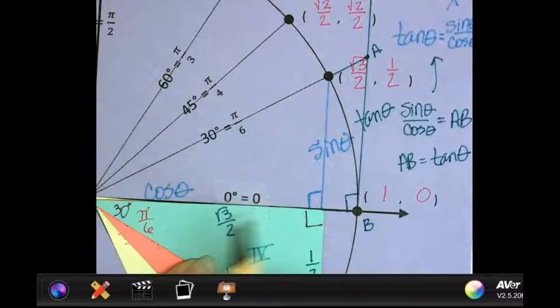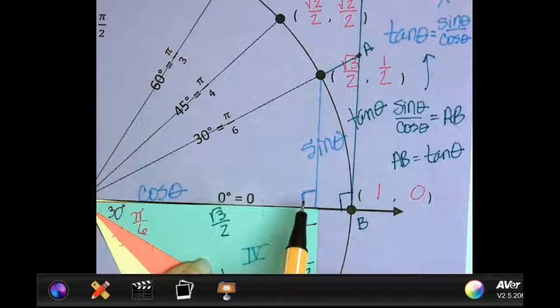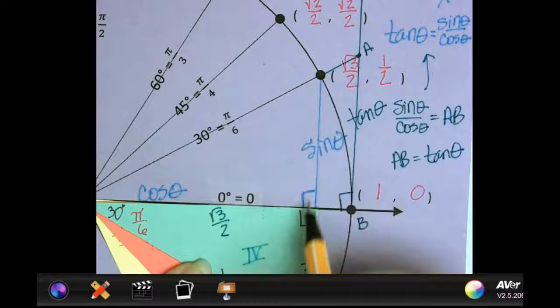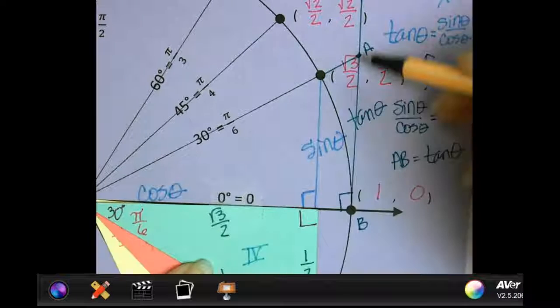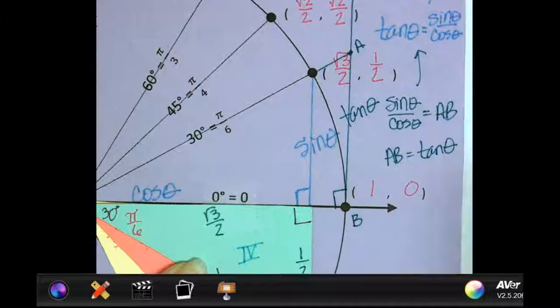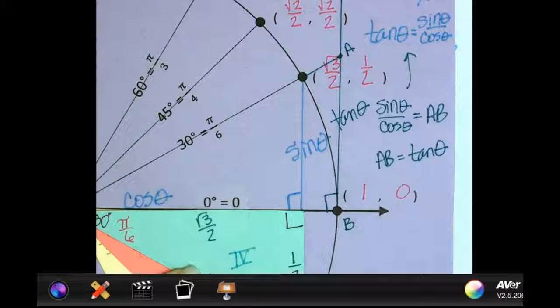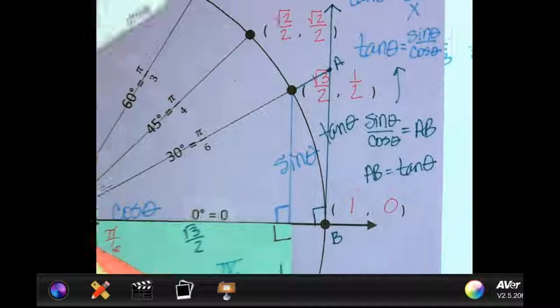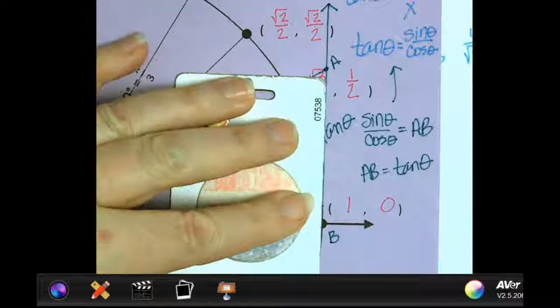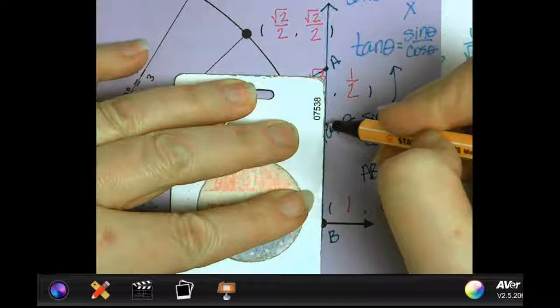So for this particular triangle, cosine is square root of 3 over 2 and sine is 1/2, so those are the lengths of these. Then the length of line segment AB is the square root of 3 over 3, because that's what we found for the tangent. Now take your pencil and extend that side of the triangle down past that point B.